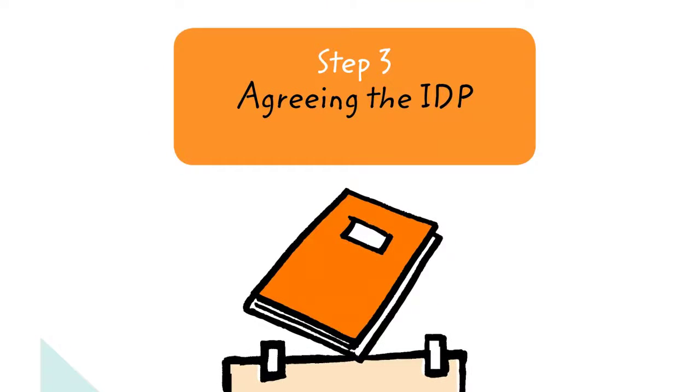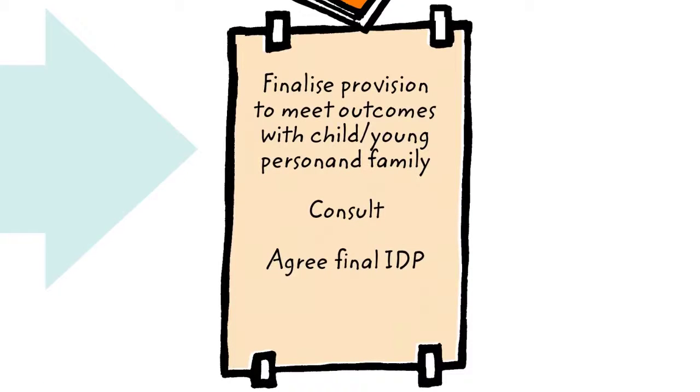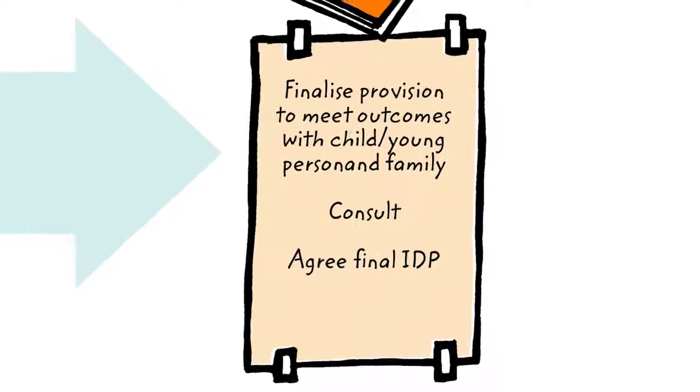Step 3, agreeing the IDP. At this stage, you'll be finalising provision to meet the outcomes with the child or young person and their family. You'll be doing the required consultation to achieve that, and you'll agree the final IDP.